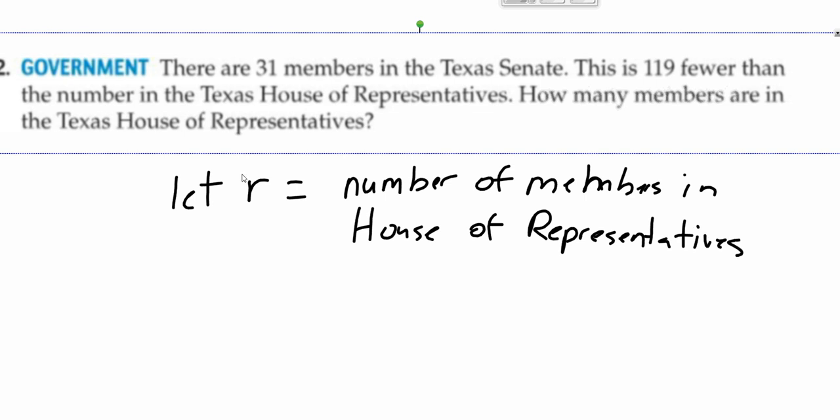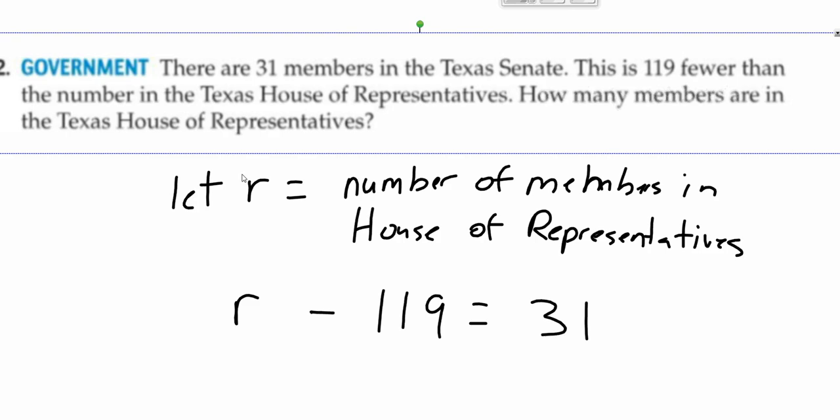So now we know that there are 31 members in the Texas Senate. 31 is equal to 119 fewer than the number in the House of Representatives. So if it's 119 fewer than the House of Representatives, then it's going to be R minus 119. So our equation is R minus 119 equals 31.